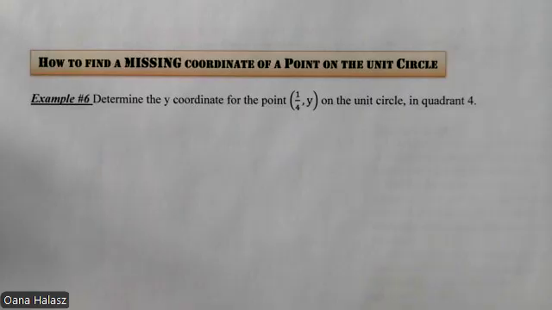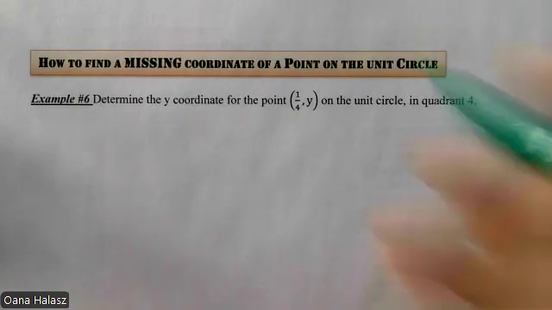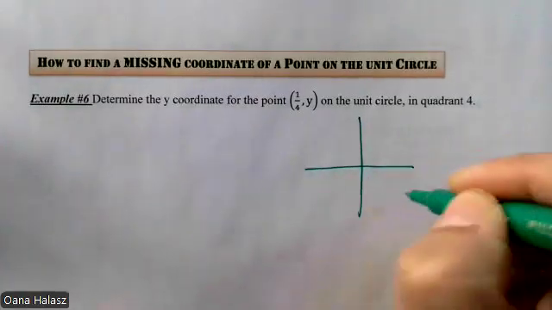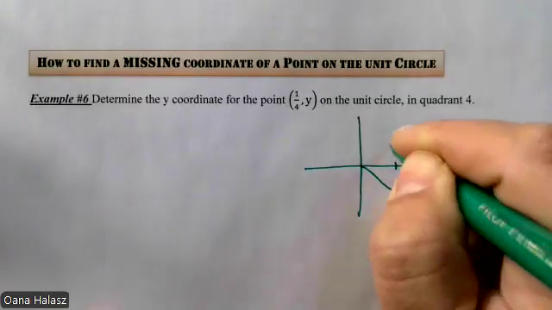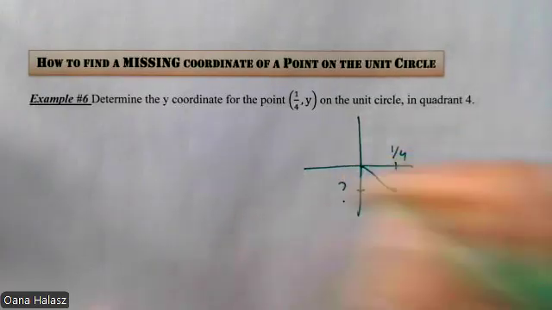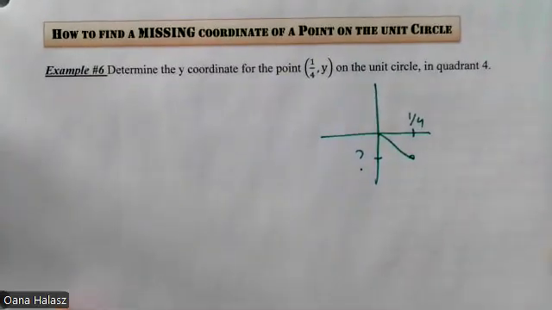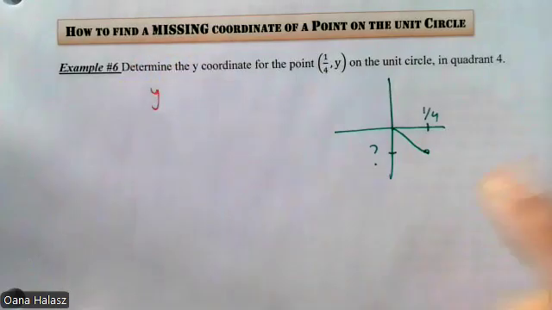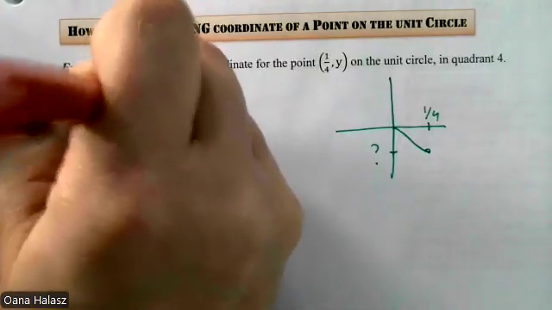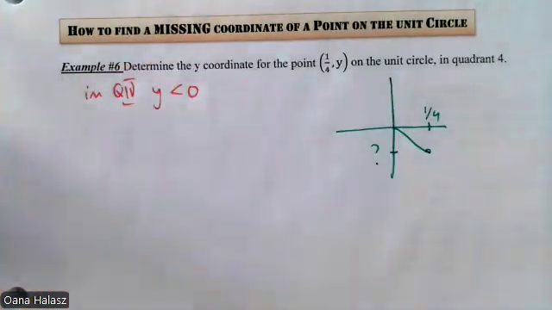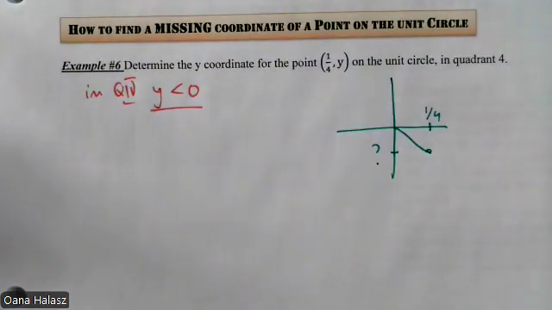Determine the y-coordinate for the point 1 over 4, comma, y on the unit circle in quadrant 4. So we know that this point is somewhere in quadrant 4. And we know the x is 1 over 4, but we just don't know the y, right? What kind of sign will our y have in quadrant 4? Is it going to be positive or negative? Yeah. In quadrant 4, y is going to be negative. So we're going to keep that in mind when we get the y in this question.